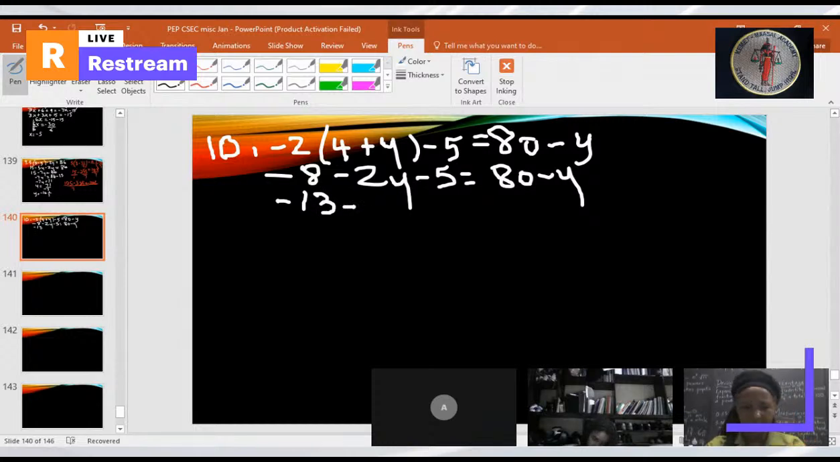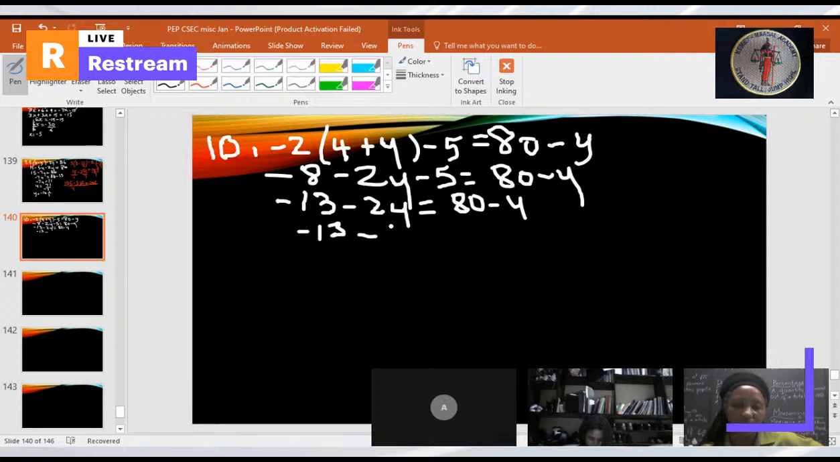And we'd have -2y and 80 minus y. All right, so you're saying now we're going to group the y's together. Are you going to bring them to the left? Yes. Okay, Miss, so we'd have -13 minus 2y plus y equals 80 plus y.